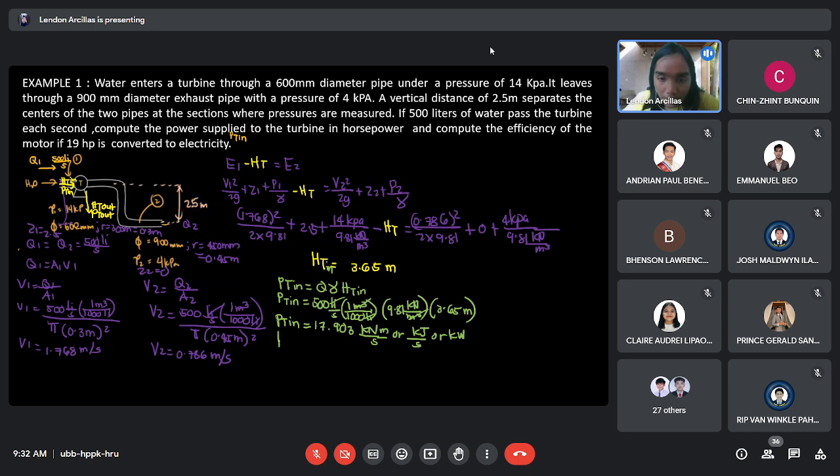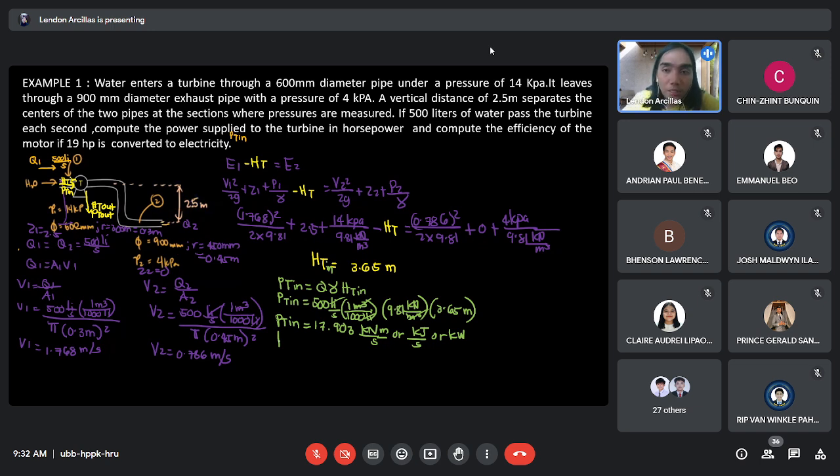So, familiarize with the conversion factor. So, 1 HP is equivalent to 0.746 kilowatts. So, therefore, ang PT in natin for power supplied is 23.9989 or 23.999 HP.